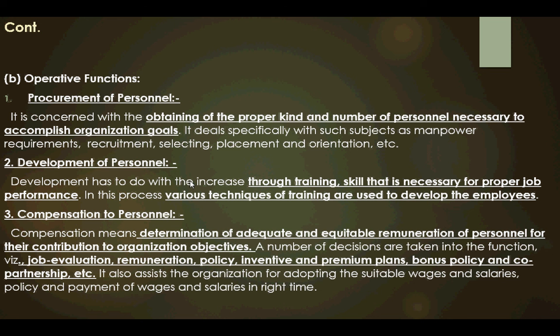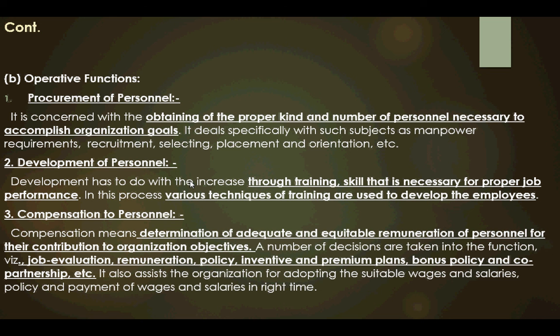All these programs are related to the operations. Therefore, the first important operative function of human resource management is to procure the personnel, the procurement of the person. That is an important program.